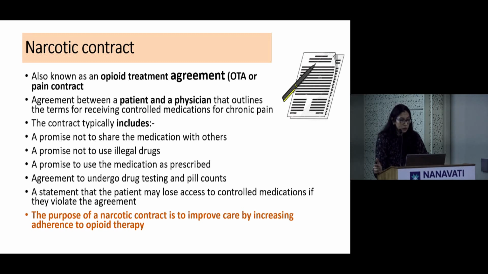And so this helps, if there's any violation of this contract, the physician can stop giving the drugs to the patient. And the purpose of this contract is to improve the care and increase the adherence to the opioid therapy.